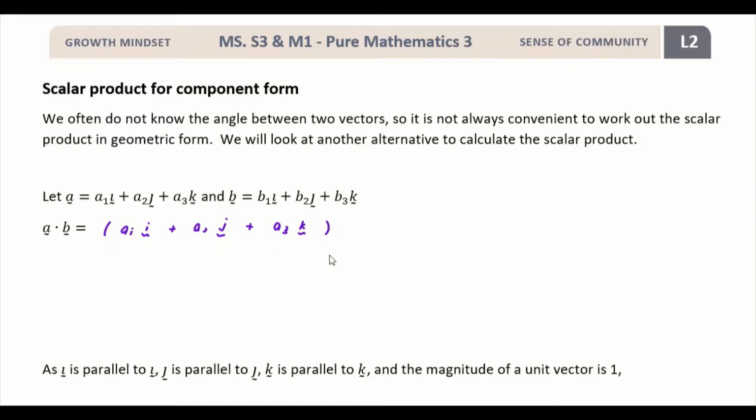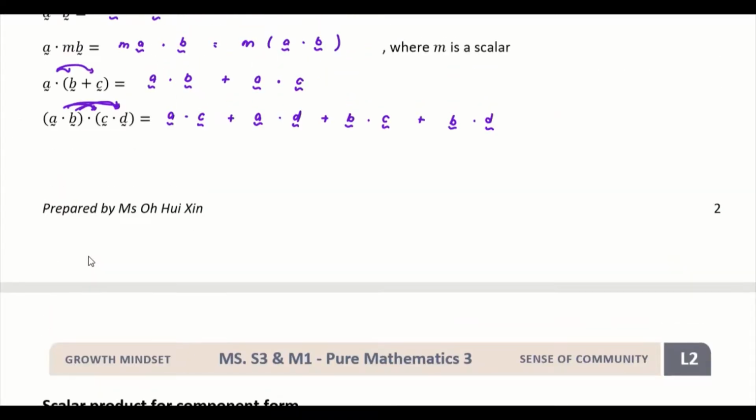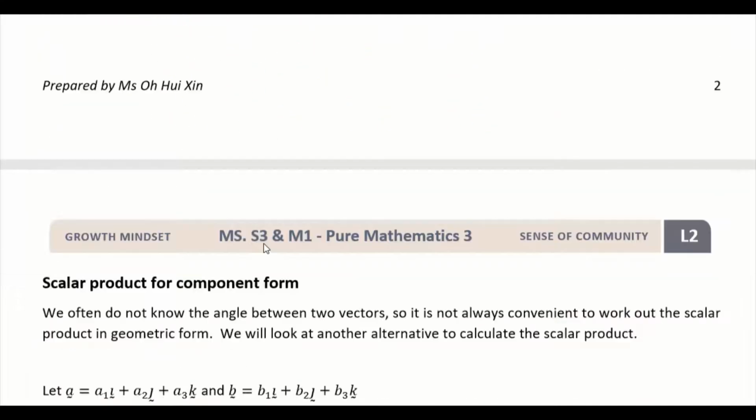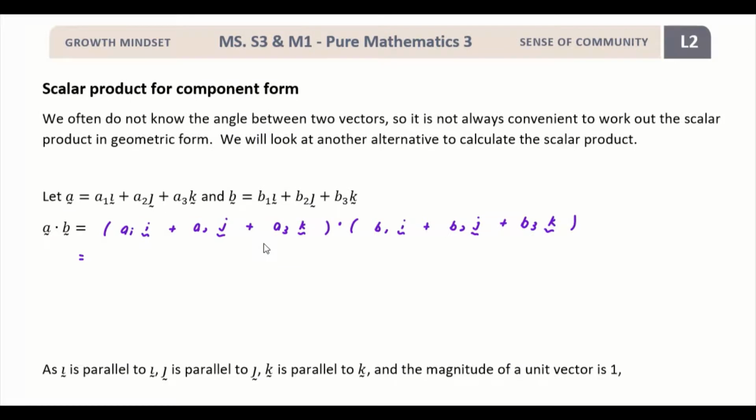We are going to use a three-dimensional component form because the same thing applies when we use two dimensions. Then the second one will be B1 i, B2 j, and the last one is B3 k. When we multiply, it is the same as the distributive law just now. We expand it like we expand a normal algebra expression.